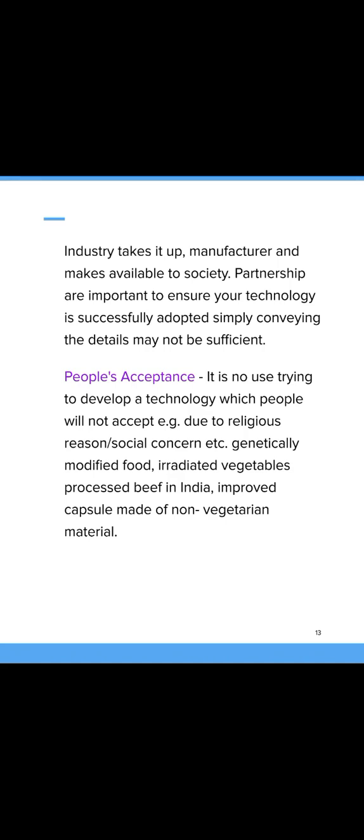Last one is people's acceptance. It is no use trying to develop a technology which people will not accept. Example, due to religious reasons, social concerns, etc. Genetically modified foods, hereditary vegetables, processed beef in India, improved capsules made up of non-vegetarian material.